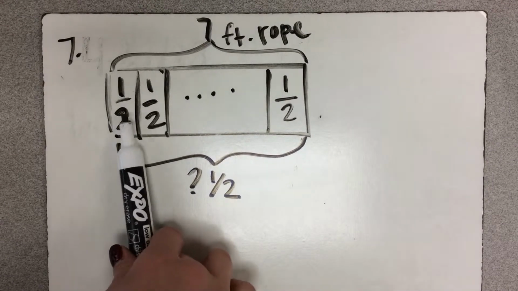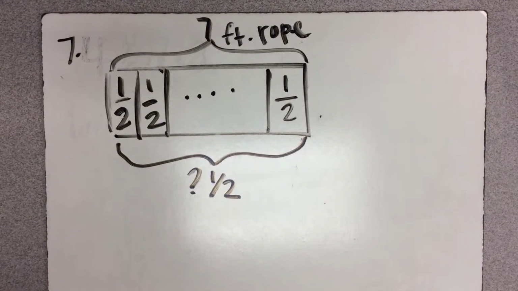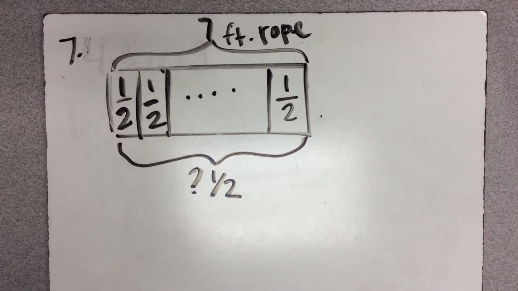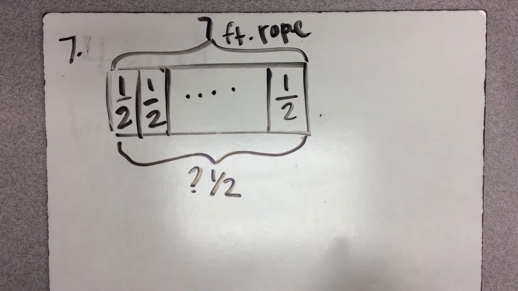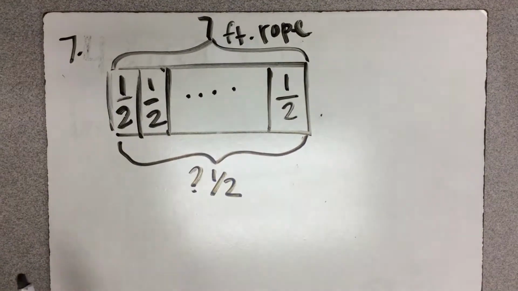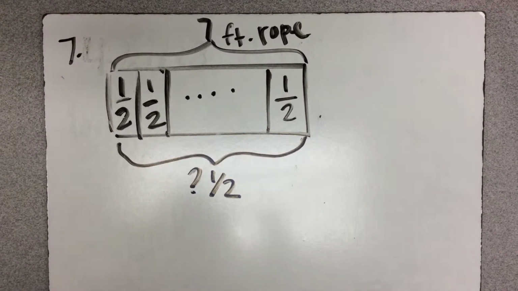Well, right here, I see a half and a half and a half. So I think that we're breaking it into halves. And then the question mark indicates the question we're asking. Well, it wants to know how many halves. How many halves are in what? Well, how many halves are in our whole? How many halves are in 7? So we could write any sort of problem about this rope.